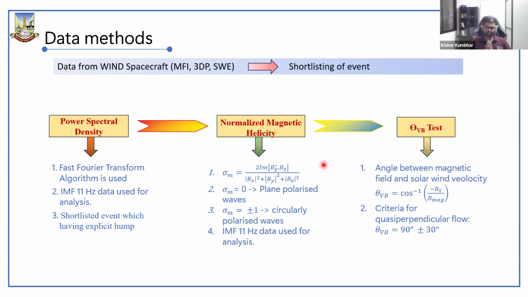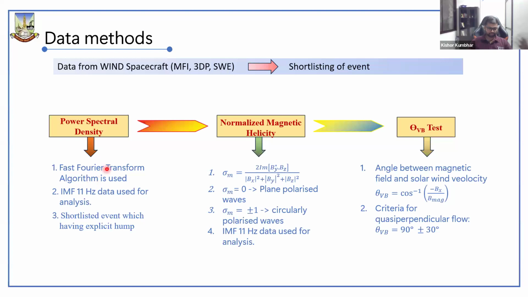And here we are using high cadence data from the instruments on board the Wind spacecraft. And we are basically taking the ICME events which are recorded in the Wind ICME catalog, which is present on NASA's website, through which we have taken roughly around 401 ICME events, which we later shortlisted, or I would say categorized, by running the power spectral density algorithm, through which we shortlisted these events which showed an explicit bump in the PSD.